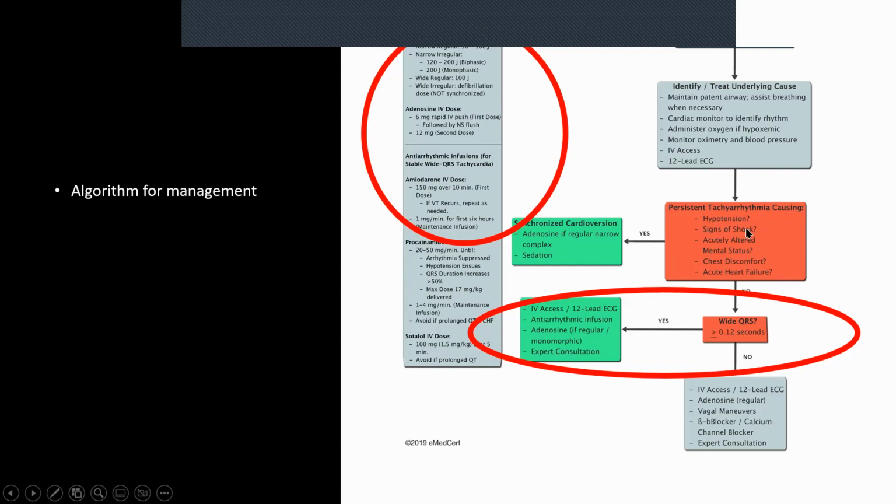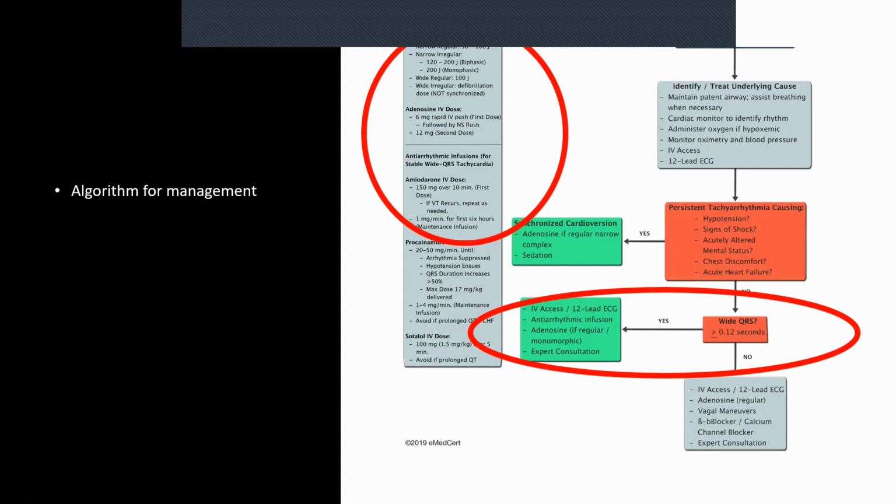Does the patient have signs of shock, which will be related to hypotension, acute altered mental status, which is also a result of decreased cerebral flow, chest discomfort, which is also a result of decreased pressure within the coronary arteries, and acute heart failure, which is also a result of hypotension? So you're looking at your BP. If your BP is normal, you treat your patient as stable.